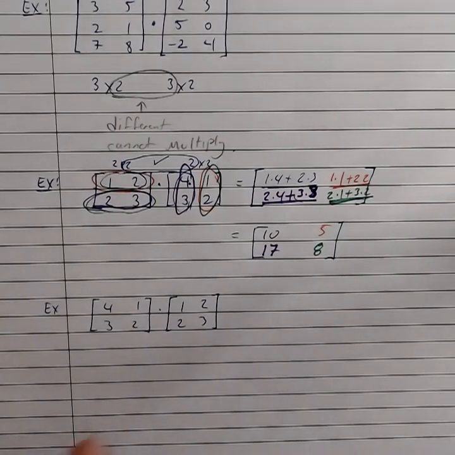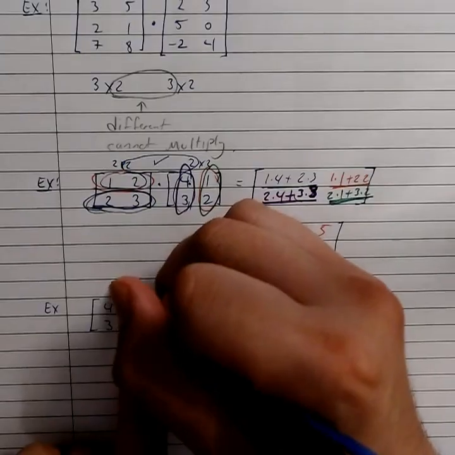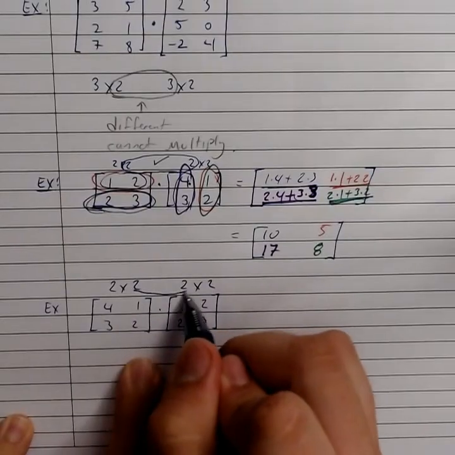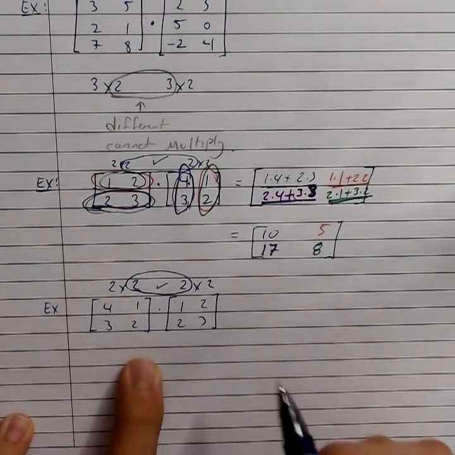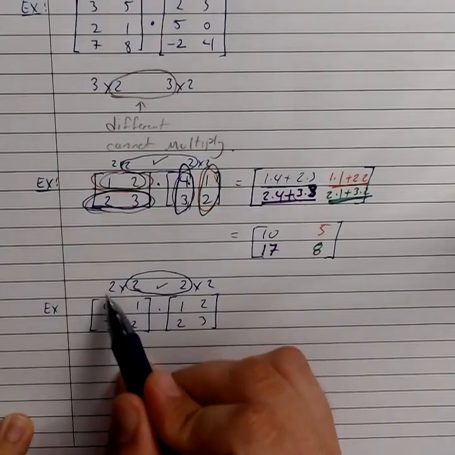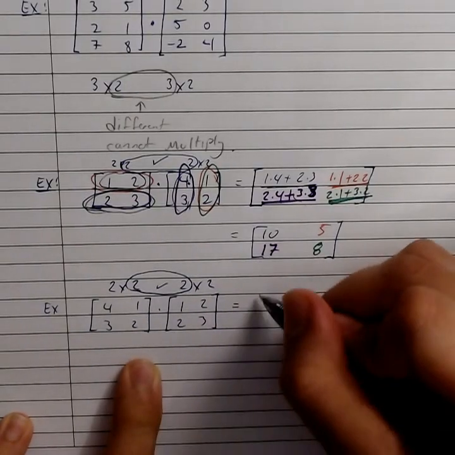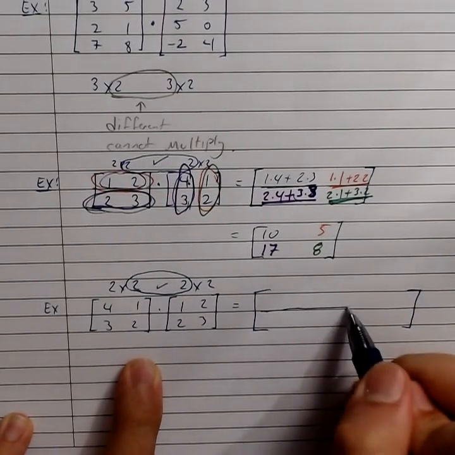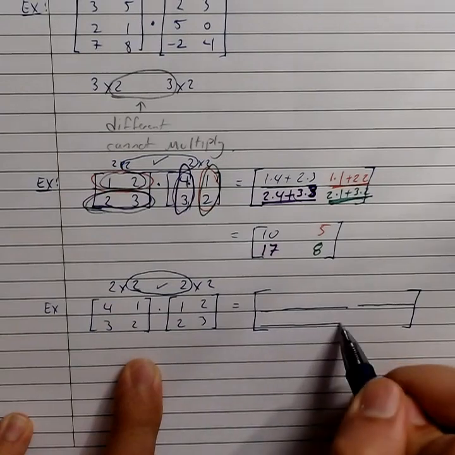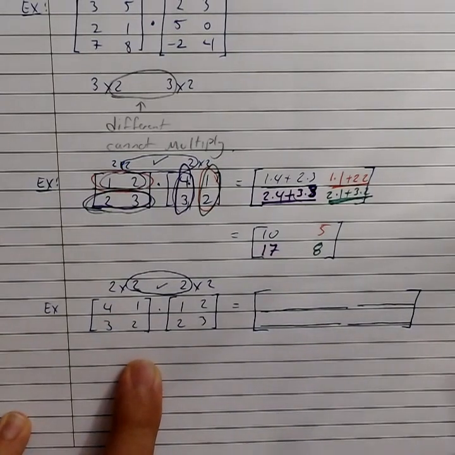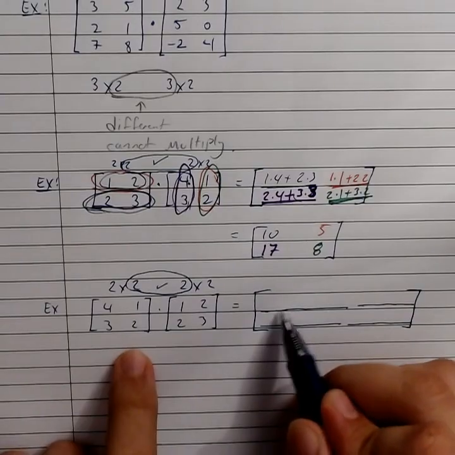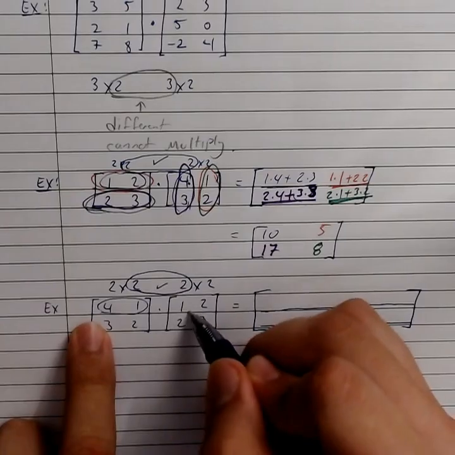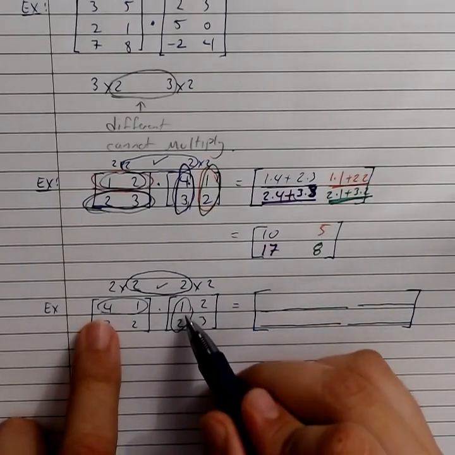All right, so let's see here. That's a 2 by 2 matrix, and so is that. Since these match, we will be able to multiply. And not only will we be able to multiply, we know our answer will have 2 rows and 2 columns. So let me fill in a blank 2 by 2 matrix. That's going to be first row, first column, so I'm going to take the top row here and the left column, left to right, top to bottom.